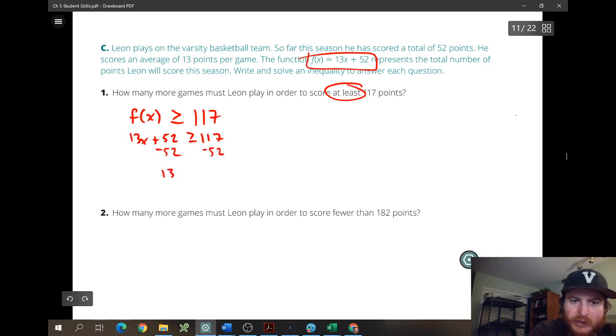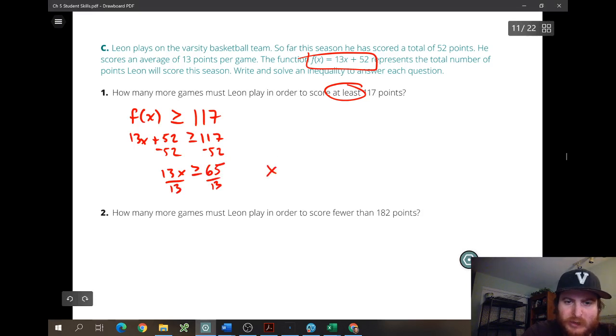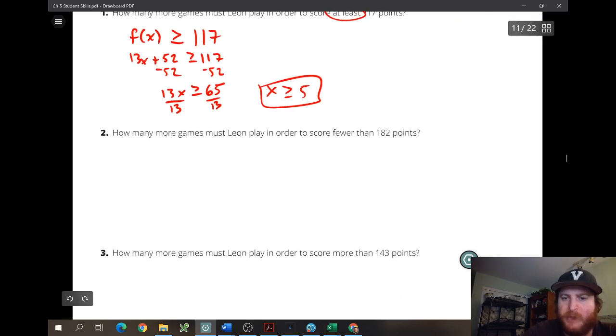Then we get 13x is greater than or equal to 117 minus 52, and in this case we will get a calculator. So you do need to use a calculator for some of these questions. We get 65, and we divide by 13. That's x is greater than or equal to 5. So he has to play 5 or more games. Fewer than, right?